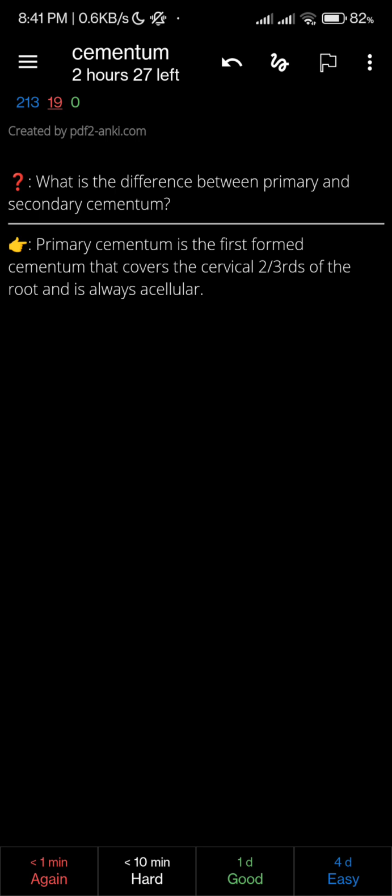That's not it. So primary cementum is the first formed cementum. And what is the difference between primary and secondary cementum? Primary cementum is the first formed cementum, covers the cervical two-thirds of the root, and is always acellular.